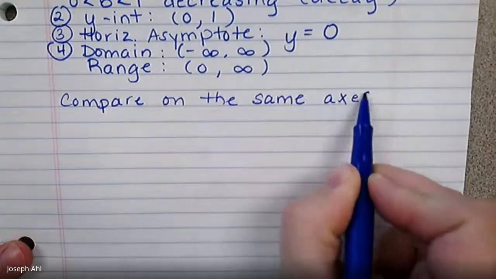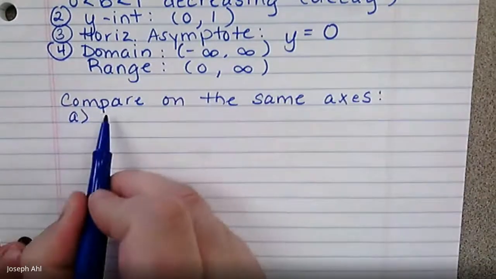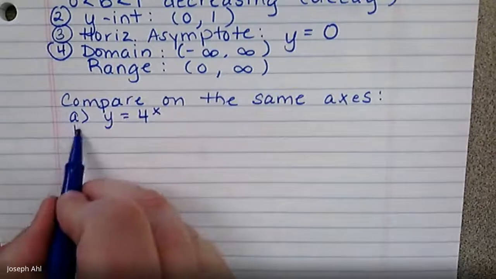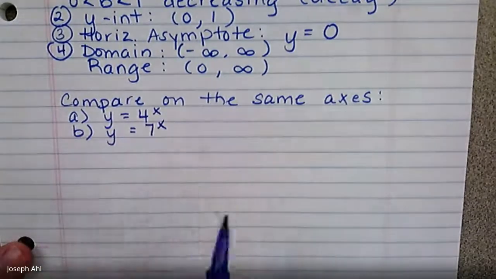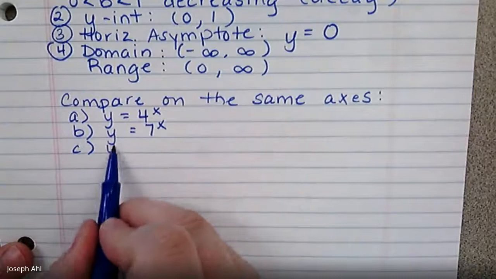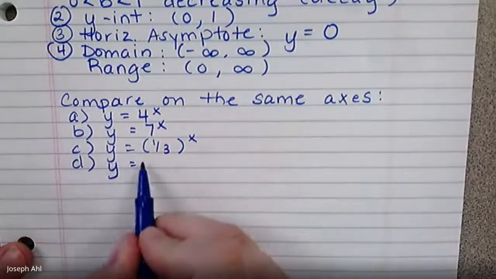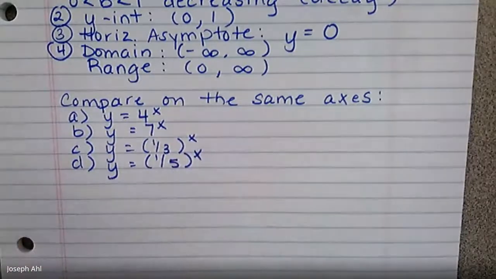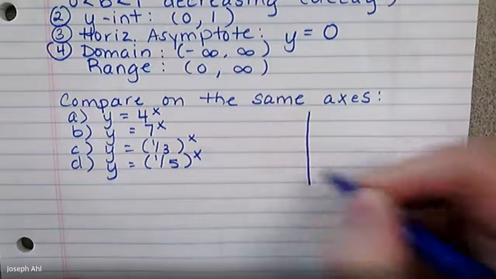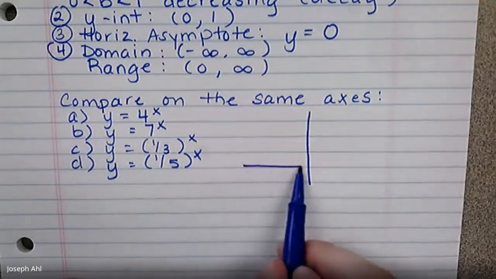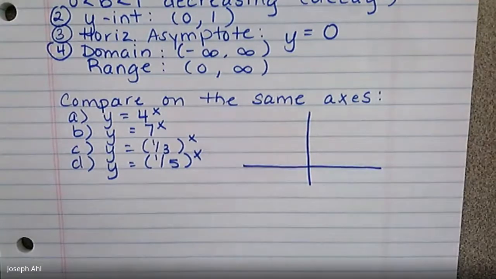Okay. So I want to quickly, before we do a little bit more, compare the following on the same axes. I'm going to graph A as y equals 4 to the x, B as y equals 7 to the x, C I'm going to make y equals 1/3 to the x, and D I'll make y equals 1/5 to the x. Okay. So if you want to give this a shot, doing it all on the same set of axes, it might start to look a little weird, so you might want to label your answers A, B, C, and D. Or I'm going to try and use some different colors here to make this all make sense for us.